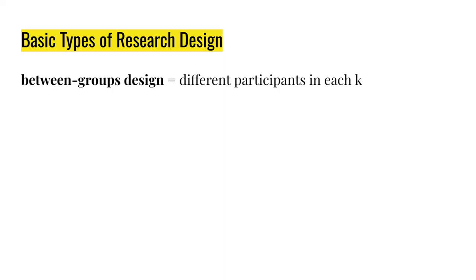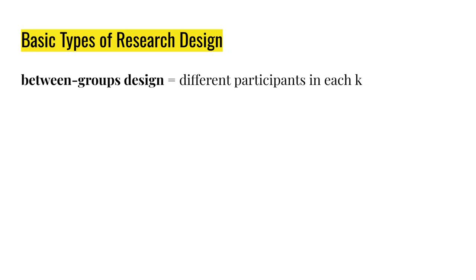So, the first one that we're going to learn about is the between groups design. Sometimes you'll hear this referred to as between subjects design. Unfortunately, statisticians have a lot of different names for the same things. For this class, we'll use between groups design because that is the one that is most popular and that I've heard the most frequent. So when we have between group design, we have different participants in each level of the independent variable. You'll notice I put K here to represent levels of independent variables. This basically means that we have different participants in each of the groups that we're comparing.